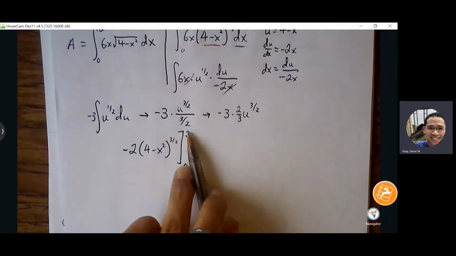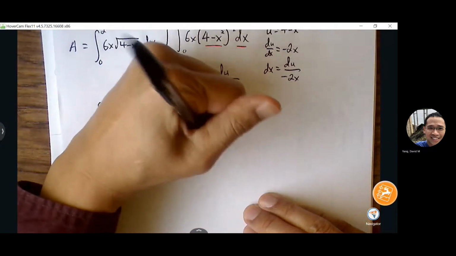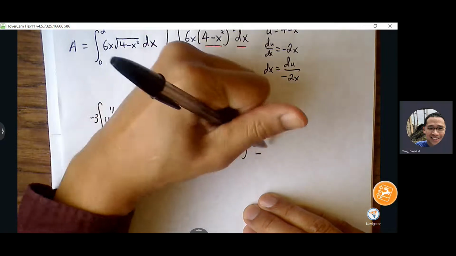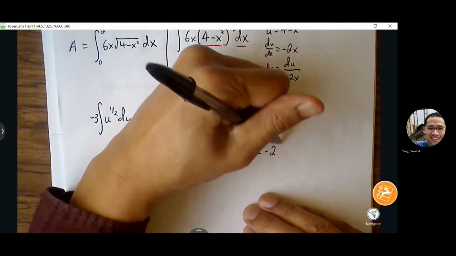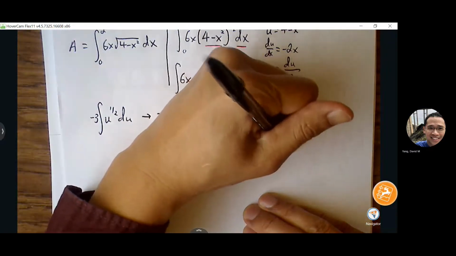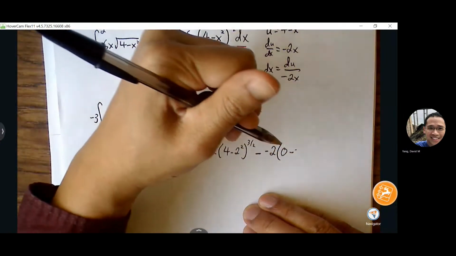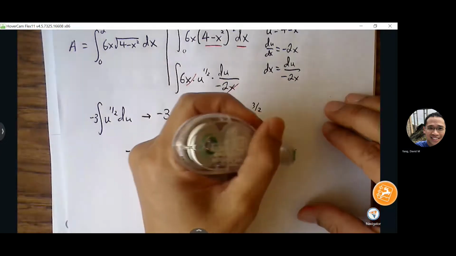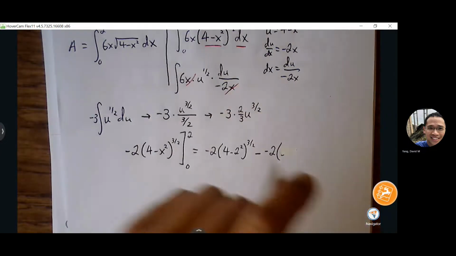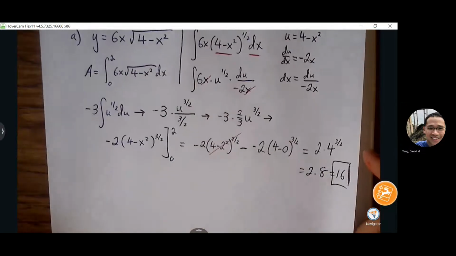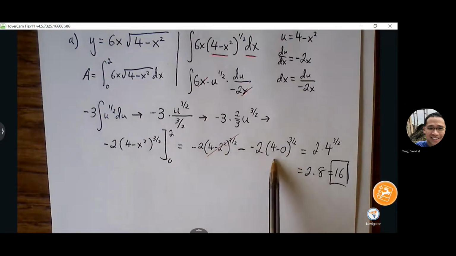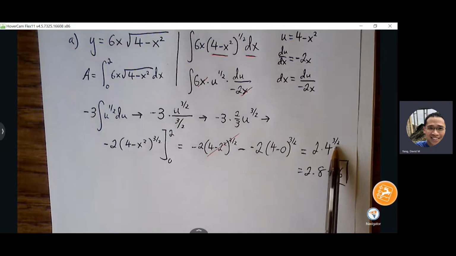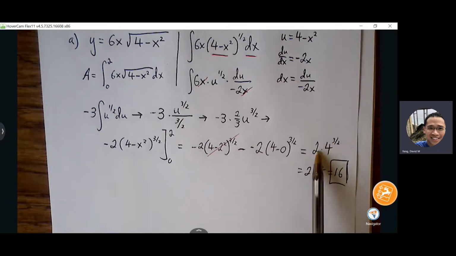Upper bound first. Minus the lower bound. Sorry, 4 minus 0 squared. Four to the 3/2, that's the same thing as the square root of 4 cubed, where the square root of 4 is 2. 2 cubed is 8. 2 times 8 is 16.